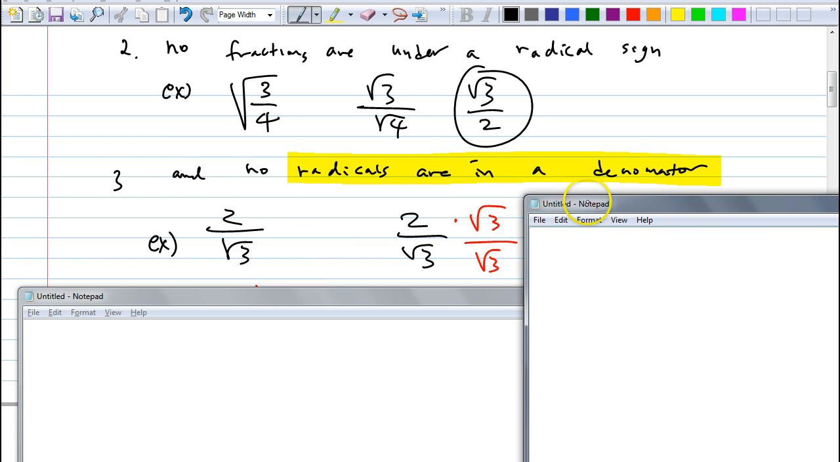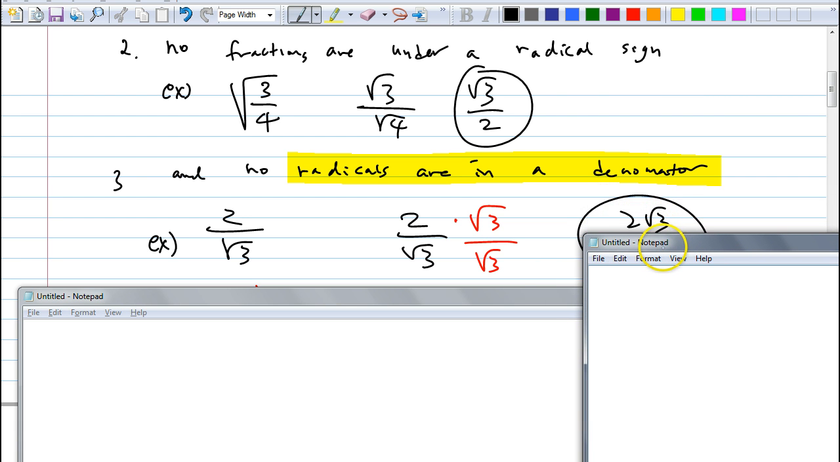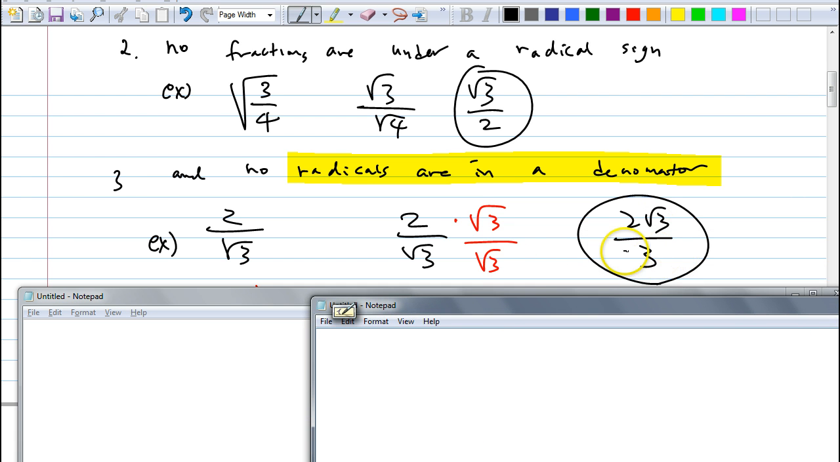Well, simply just multiply top and bottom by that denominator, square root of that denominator. Okay, so just that denominator which happens to have a square root. So when you do this, what does this become when you simplify? It simply becomes 2 rad 3 over, what's square root of 3 times square root of 3? 3. Now we have rationalized the denominator.